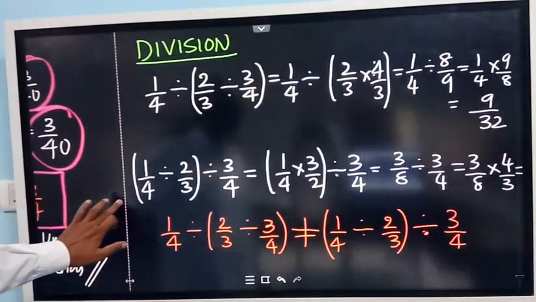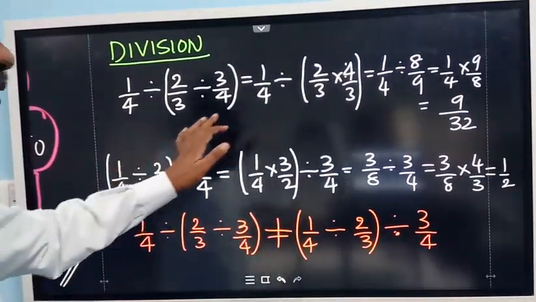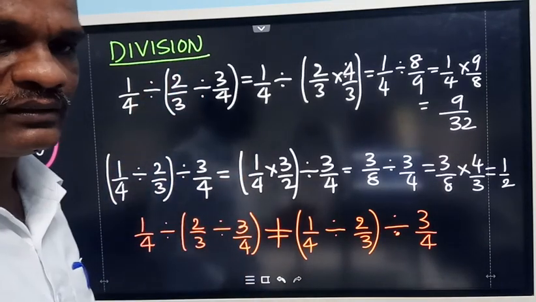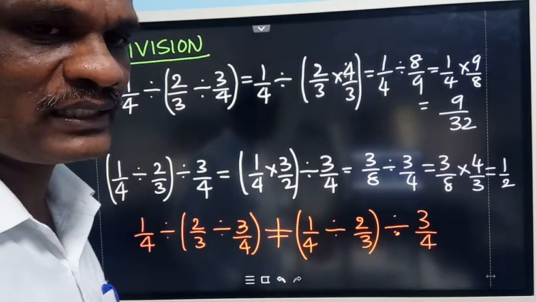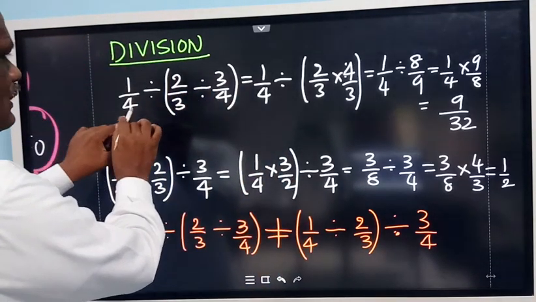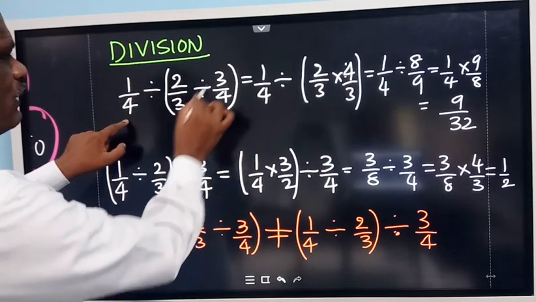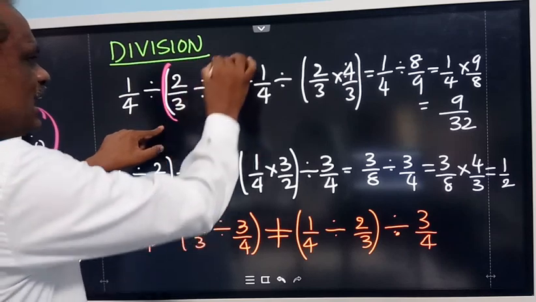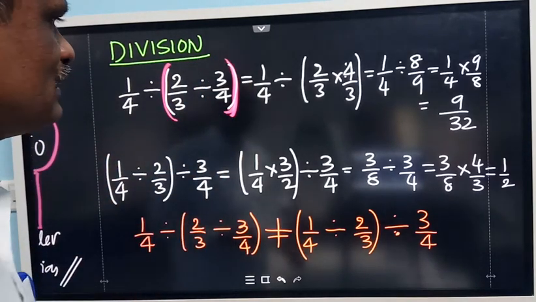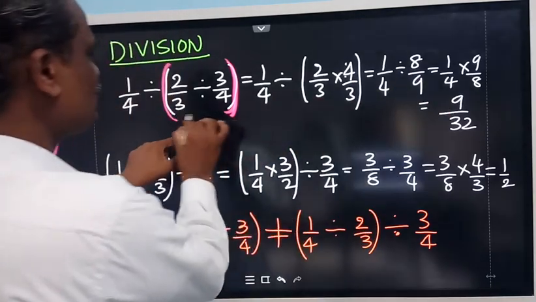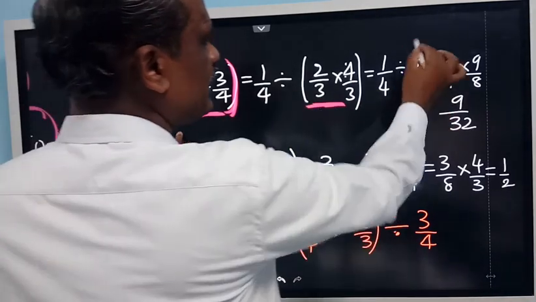Okay, now I have given one example here, simplified. You can do it later. Just look at this one. You can verify this one. You can take some more examples and verify. So I have done it already for you. Look at this one. There are three rational numbers, 1 by 4, 2 by 3, 3 by 4. I simplify first by grouping the last two numbers. Then divide that one, you are getting 8 by 9.